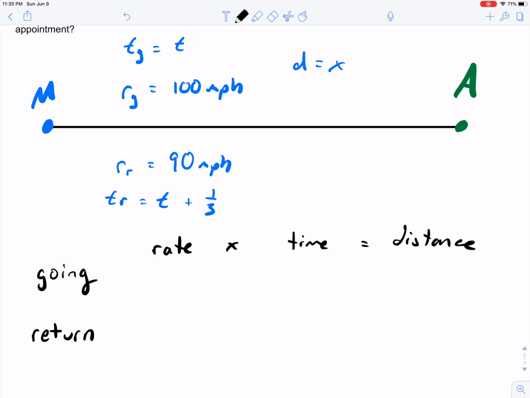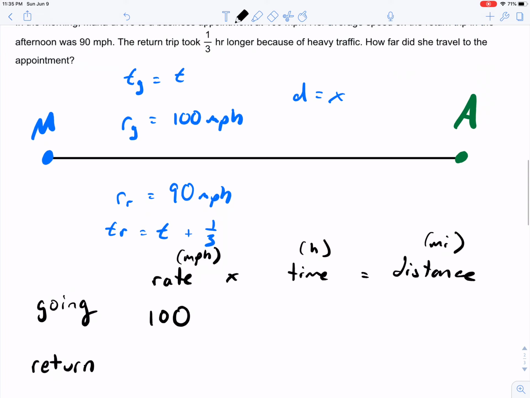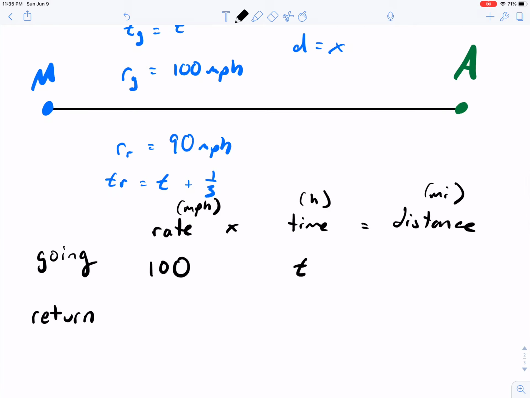Now, let's try to fill in what we have, right? We're kind of making a table. What was her rate going? Her rate going was 100 miles per hour. So the units are already fine. Keep in mind those units are miles per hour. The time needs to be in hours, and the distance is in miles. So her time going, we probably should make that one our unknown, but we're just going to call that t for right now.